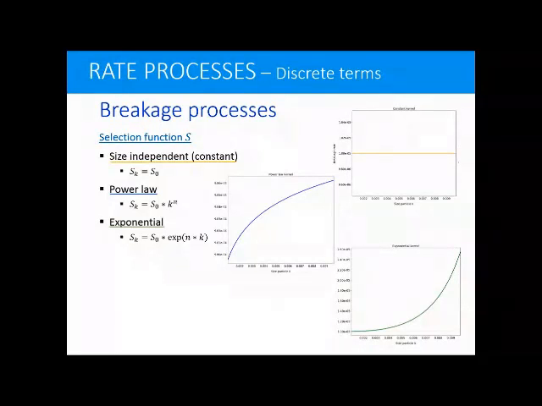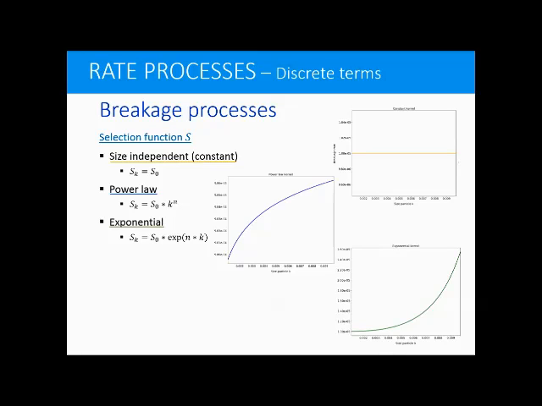And as I said, you can implement different types of behavior. This is an example on this slide where we have three types of selection function or breakage rates. These are described on the left and plotted on the right, where they are plotted in function of the particle size. The size independent is very simple. It's just all particles of all sizes will break at the same rate.